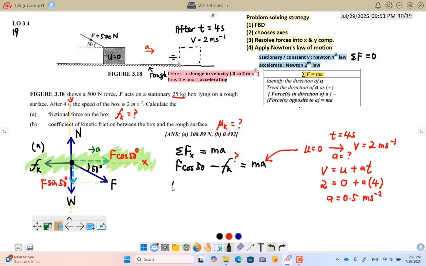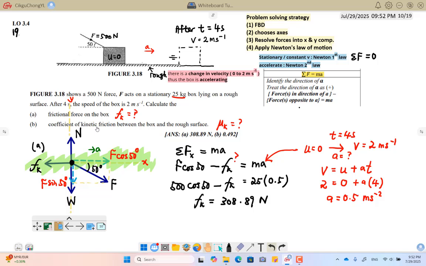So F, the applied force, is 500 cos 50 minus Fk equal to the mass of the box, which is 25, and the acceleration we calculated is 0.5. Then I can calculate the kinetic friction force acting on the box. It will be around 308.89 Newton.